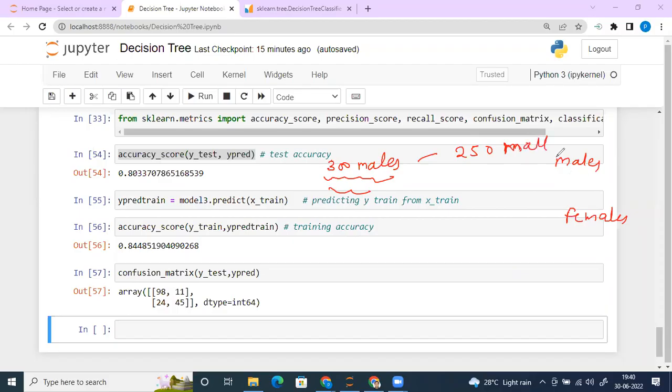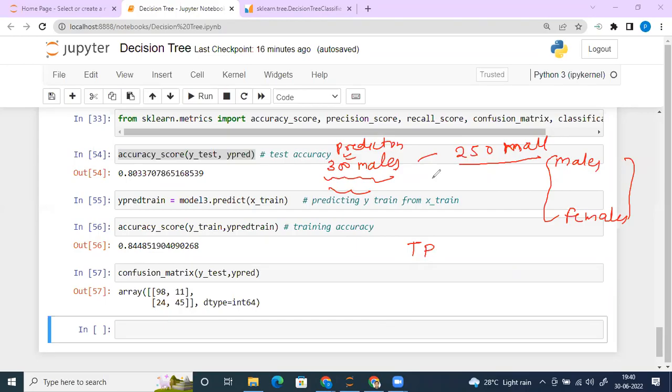In my data set, I have two categories, males and females, and my machine learning model was trained. Then it predicted that 300 are males. But when I analyze it properly, I understand that 300 are not males. This is a prediction by the model, but actually only 250 are males. So whatever is correct, we will call true positive.